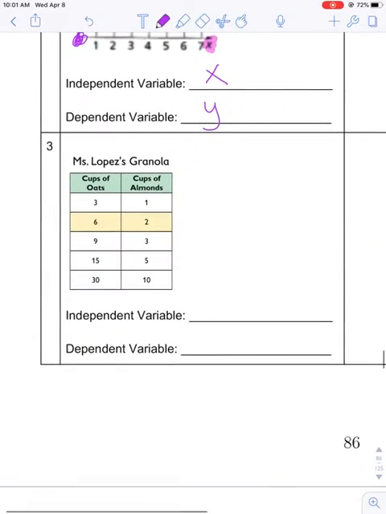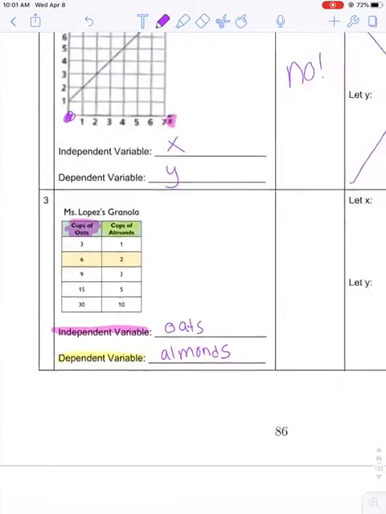All right, let's take a look. I know that whatever's in the first column will be my independent variable, and whatever's in the second column will be my dependent variable. So oats and almonds, and you can say cups of, it doesn't matter.